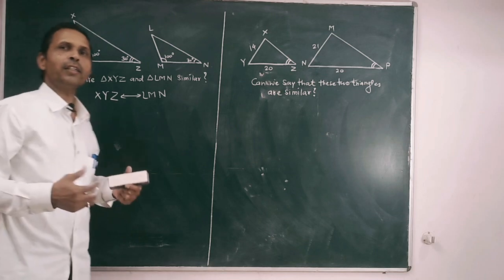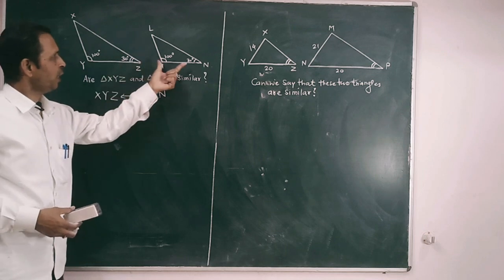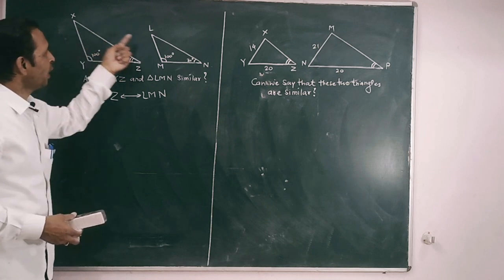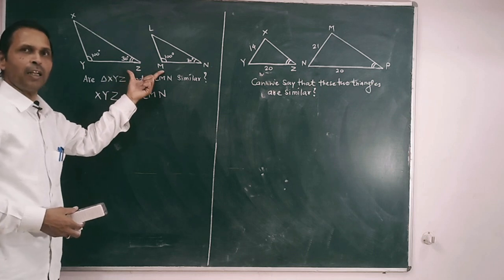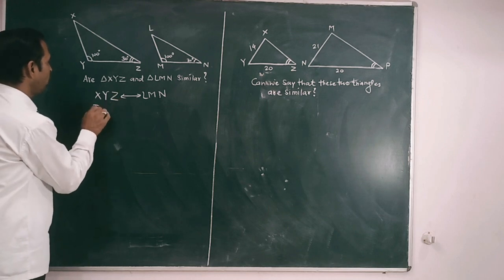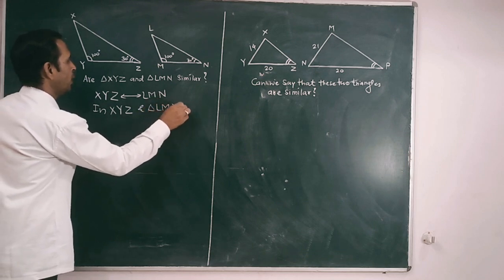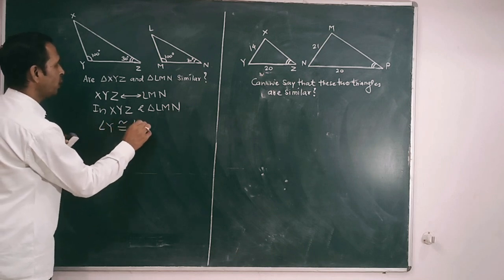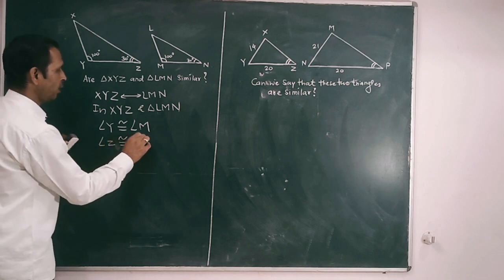Now we already learned in the test that if two angles of one triangle are correspondingly congruent with two angles of the other triangle, the measure of the third angle is not necessary, and that's why these two triangles are similar by the AA test. In triangle XYZ and triangle LMN, these conditions are fulfilled, meaning angle Y is congruent with angle M and angle Z is congruent with angle N.